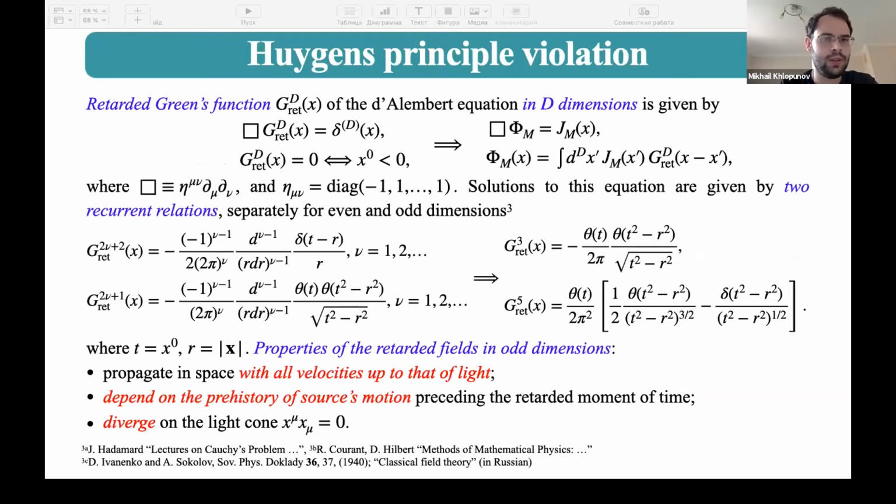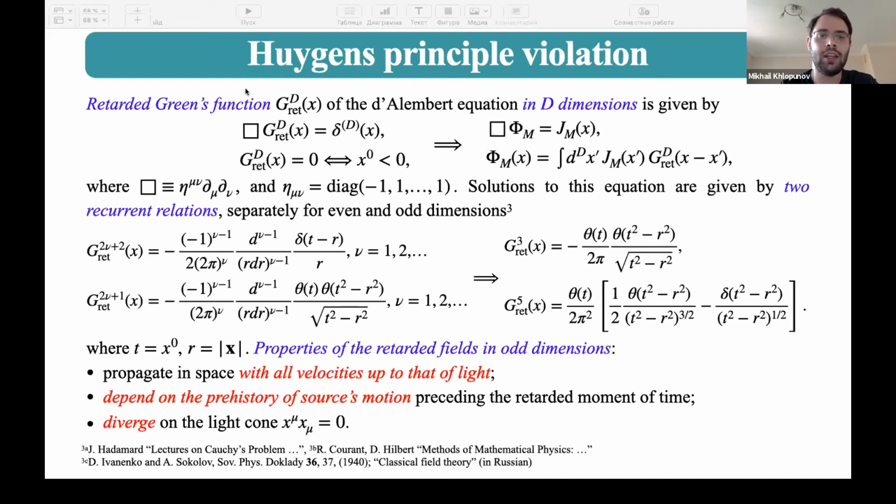Also, only the even-dimensional gravitational radiation has been discussed in most of the literature, and this is due to the violation of Huygens principle in odd dimensions. The best way to illustrate it is to consider the retarded Green's functions. The retarded Green's function of the D'Alembert equation in d dimensions is given by the following equation and provides us with the retarded solution of the D'Alembert equation defined in a standard manner.